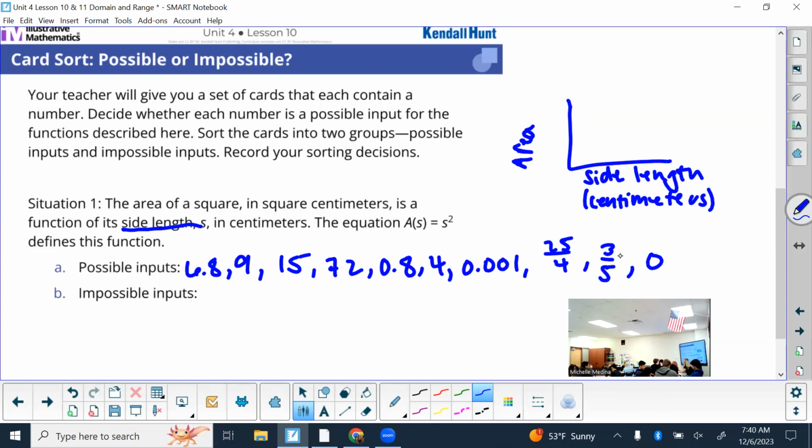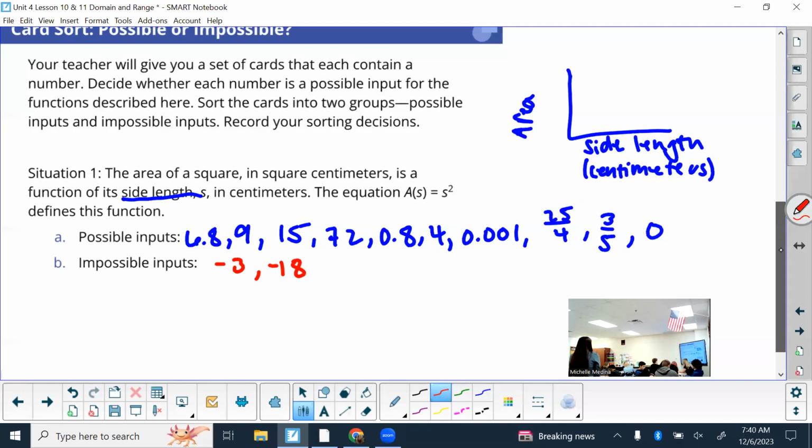Well, I guess if these are all our possible, then we know what our impossible are. -3 and -18 for that one. Why are these impossible? Because they are negative. You cannot measure something, well, at least length. You can't measure a length and get a negative number. All right, so that's why.